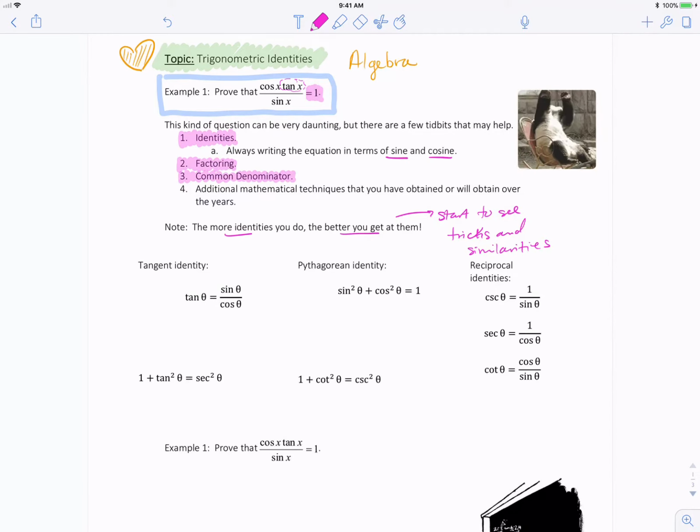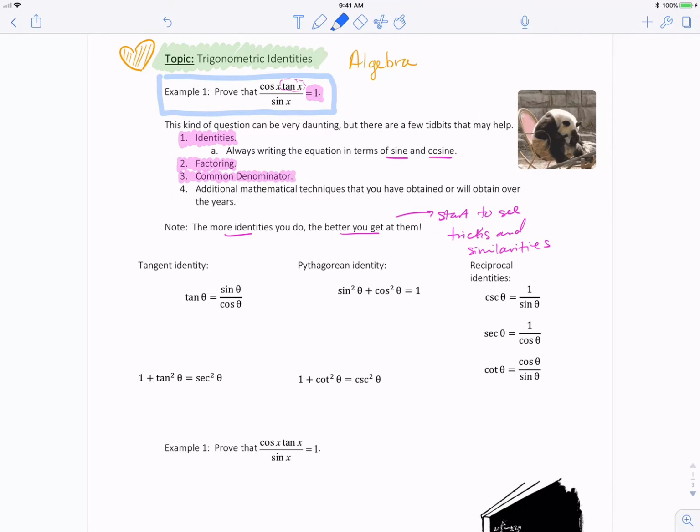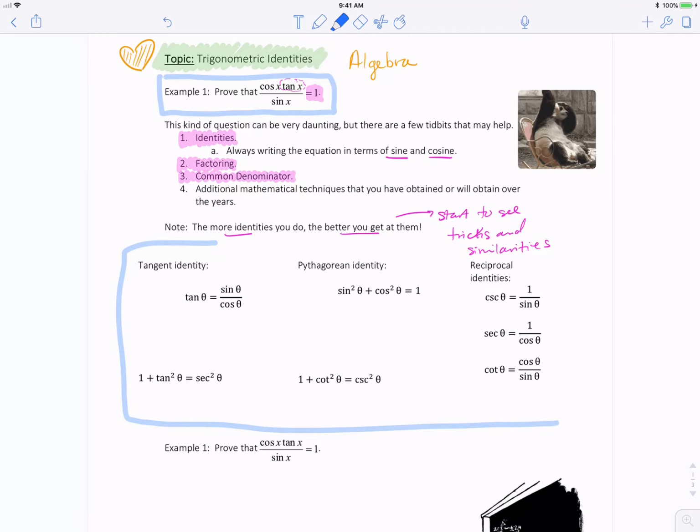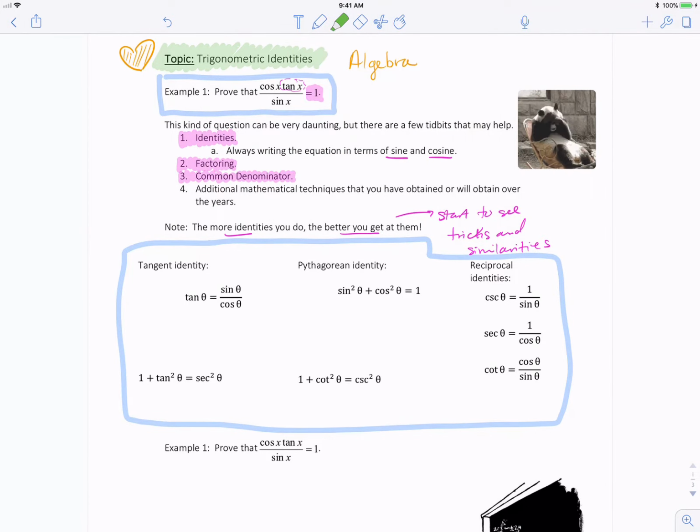Now, for the different types of trig identities that you're going to see, I've boxed them here in blue. These are all different types of identities, and there are more. Okay, there are things called double angle identities, tons of different identities, but these are the ones that we're going to use. The first one that you are expected to know that you would not be given is the tangent identity, just in saying that tangent is the ratio between sine and cosine.